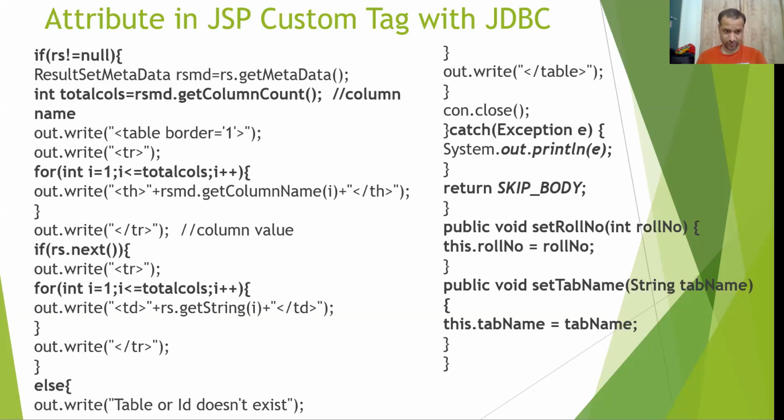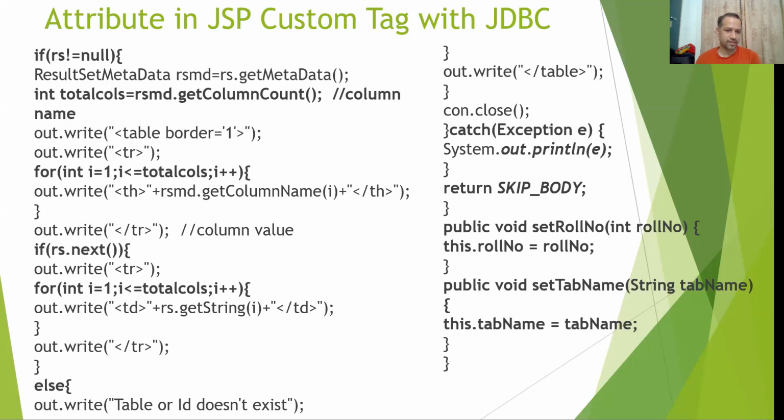Now, for that I have created the column count. After that, I have done some settings. Suppose I have set the table border and how it is going to be processed. With the help of rsmd.getColumnName(i), it is going to print the column name of a particular field. After that, I am going to work with rs.next, which means whenever data is available, it is going to be printed.